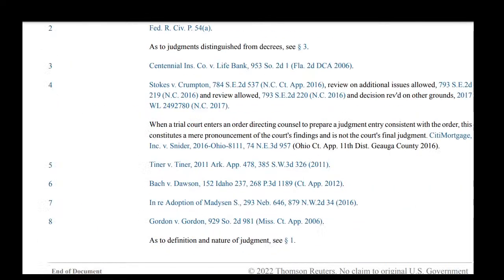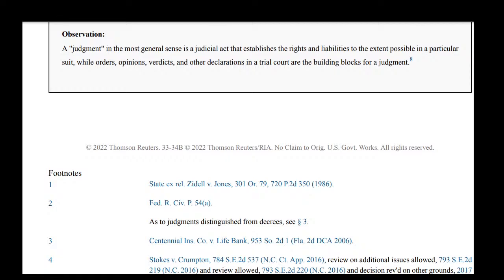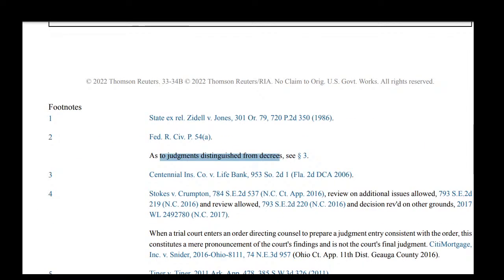So while we're really diving into this, as from Gordon versus Gordon, 2006, as to the definition and nature of judgment, see section 1, which we did. So let's see what else we have here. Judgment from decrees, we saw that. Decrees are typically from chancery or equitable courts. Review on additional issues allowed and decision on other grounds.